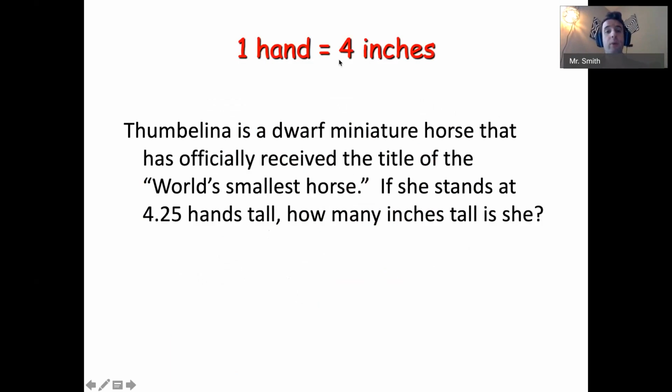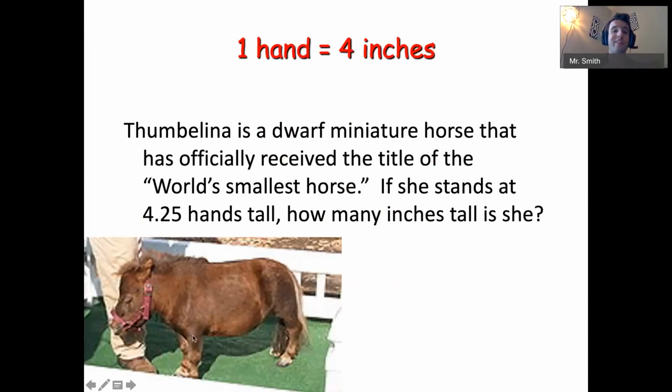Anyways, here's a problem. This problem is only going to have one conversion factor. It says Thumbelina is a dwarf miniature horse that has officially received the title of world's smallest horse. If she stands at 4.25 hands tall, how many inches tall is she? Hopefully you can see that 1 hand equals 4 inches. That's right on the top here. Here's Thumbelina. If we had this projected on my screen, that would actually be life size. So it's very, very small. 16 inches is like a little bit more than a foot. So tiny, tiny horse.